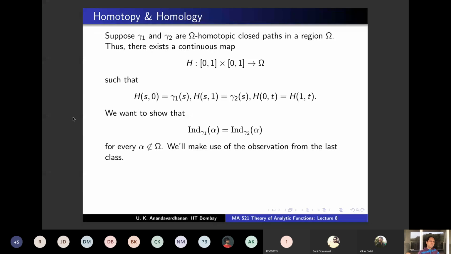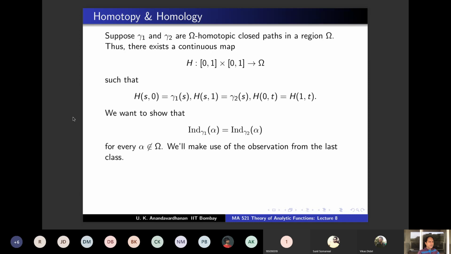We are going to make use of the observation from the last class. You remember, after introducing homotopy, we proved a small lemma, which was that if you have two paths, gamma 1 and gamma 2, and if alpha is any point from C, and if mod of gamma 2 minus gamma 1 is strictly less than mod of alpha minus gamma 1, where alpha is some fixed point from C.